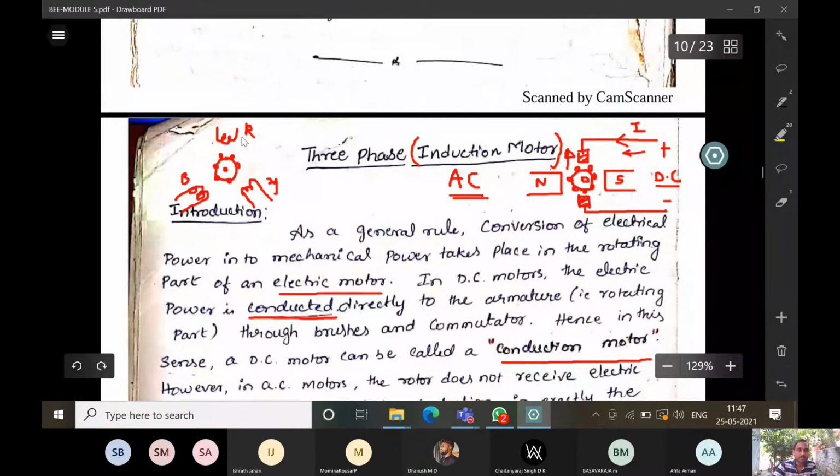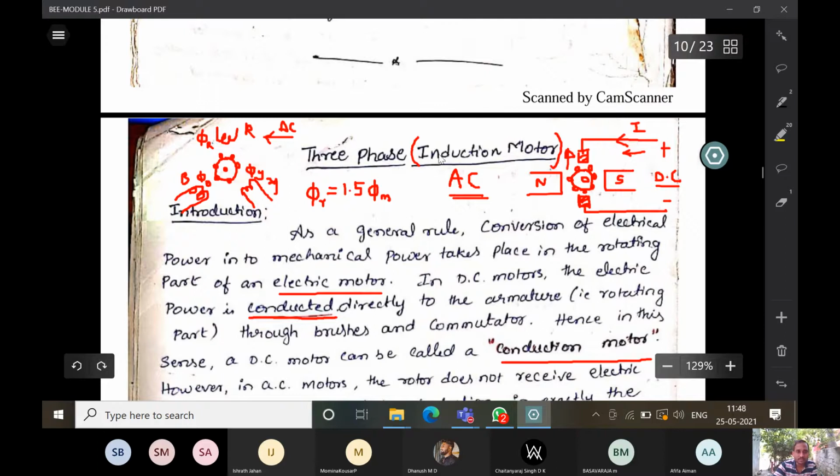Whenever you apply the AC voltage here, that is the AC voltage input, AC current starts flowing in R, Y and B. This will produce flux, that is called phi R. Here the flux produced is phi Y, and here the flux produced is phi B. At every instant the fluxes are active, and finally you get a resultant flux that is 1.5 times the maximum flux, phi m.